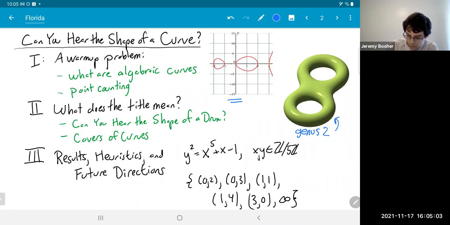This perspective makes certain properties of the curve more clear. For example, the curve I've drawn here has genus 2, and you can really see the two holes. And that's not something that's so apparent from just looking at the real points.